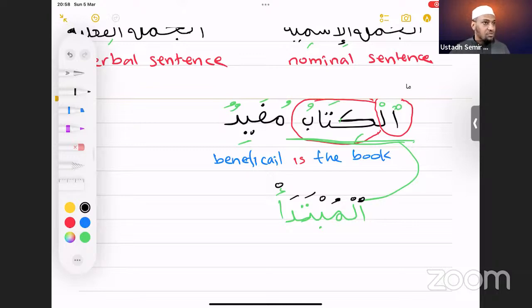Loosely speaking, it has to be in the nominative case, rafa. So al-mubtada is a noun at the beginning that is definite. It has definiteness to it. It is known. And then the second thing has to be another noun. So this is a noun, and the second one is also a noun.